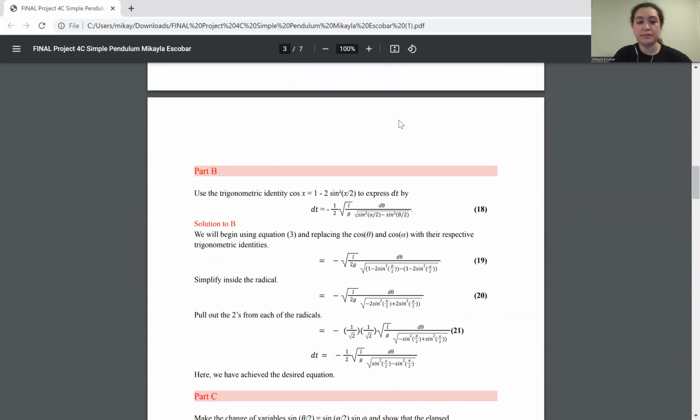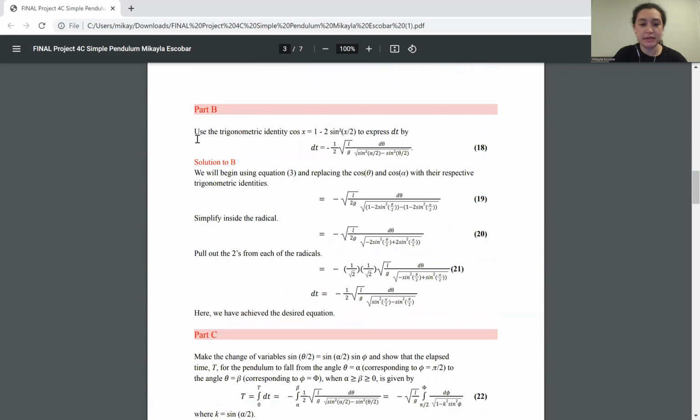Moving on to part B, use the trigonometric identity cosine of x is equal to 1 minus 2 sine squared of x over 2 to express dt by this equation. dt equals negative 1/2 square root of L over G times 1 over the square root of sine squared of alpha over 2 minus sine squared of theta over 2 d theta.